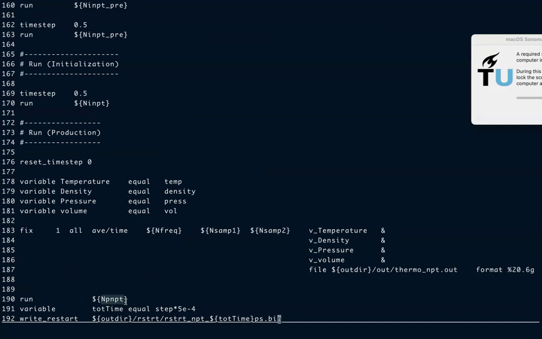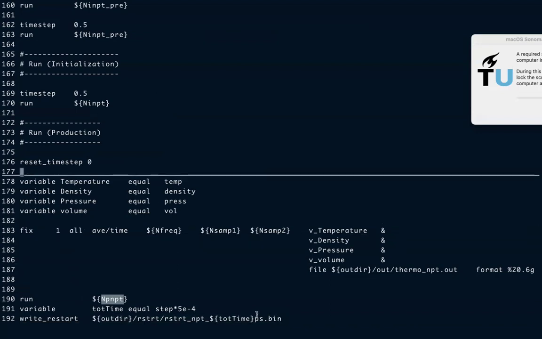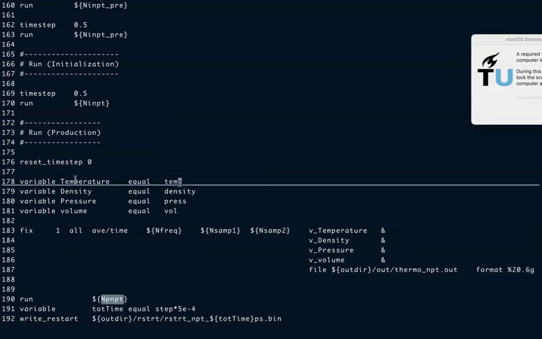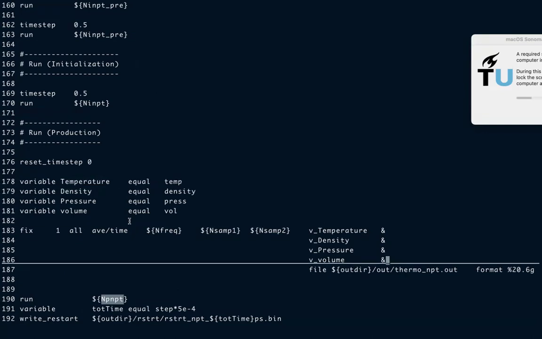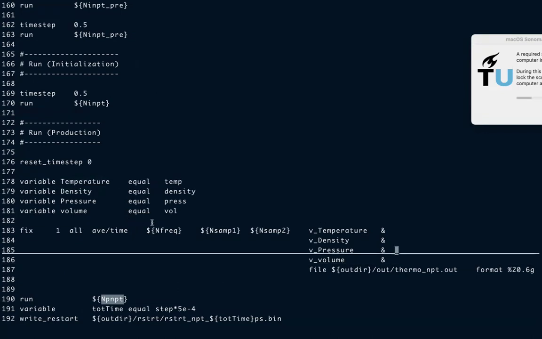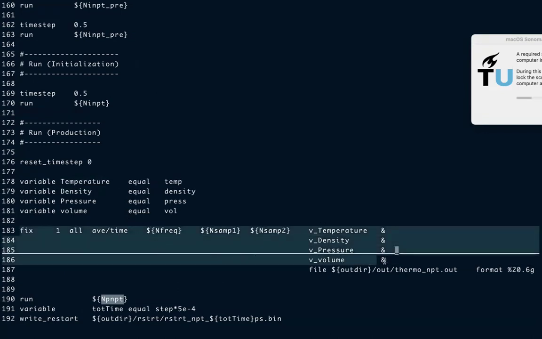Sorry, this is the duration that I'm running for. And finally, I'll generate a restart file so that you can start off the simulation from the point where you left. What is important to note is that while I'm running the production step, I'm monitoring the temperature, the density, the pressure, the volume, and so on. And I'm also logging all of these into the file.